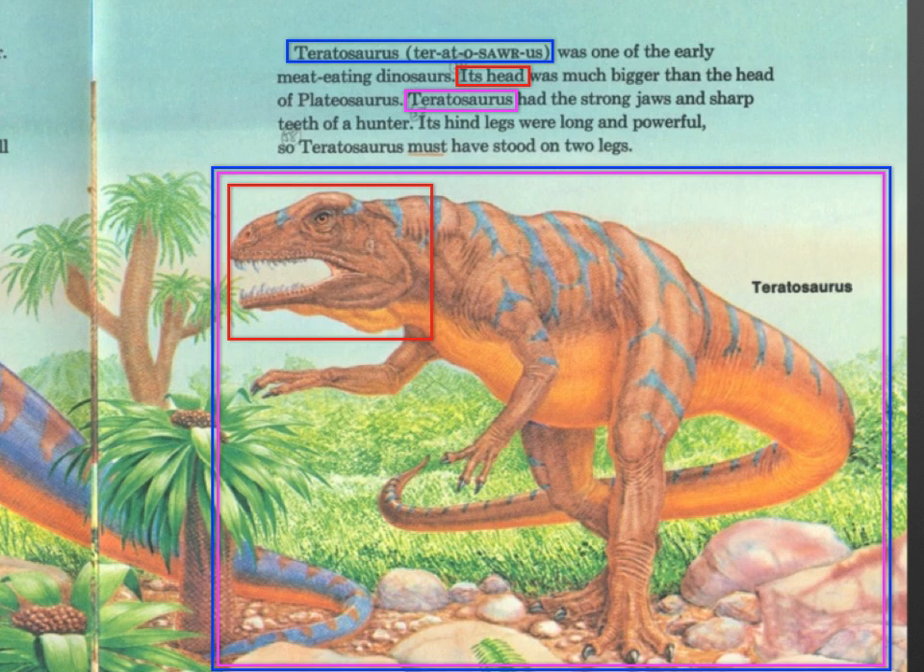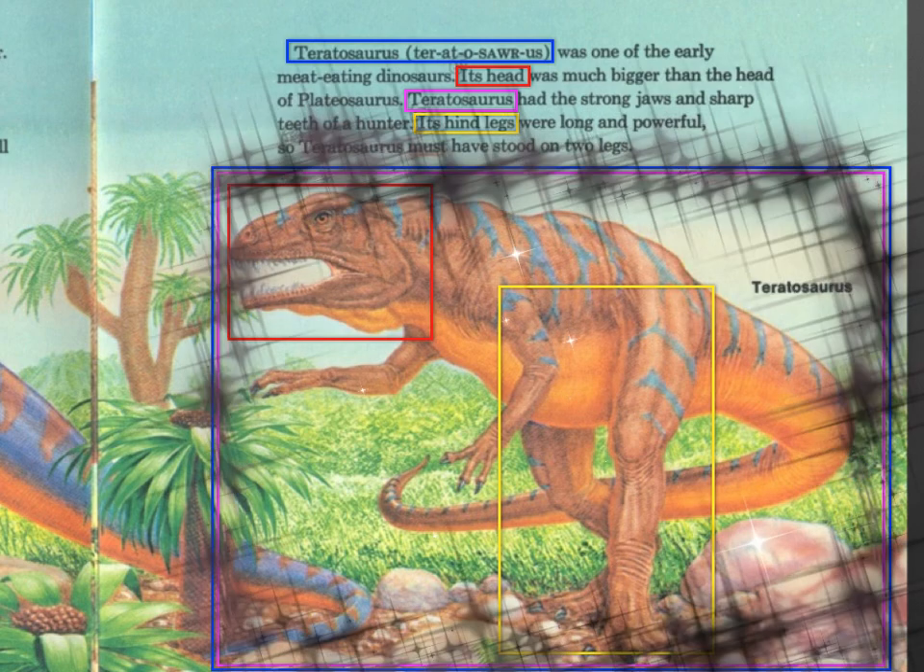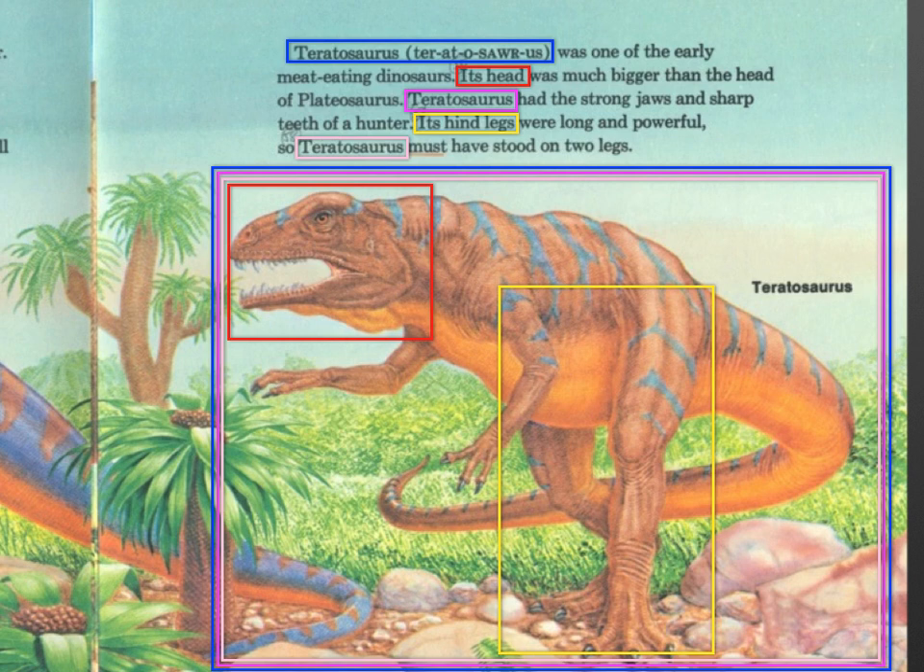Teratosaurus had strong jaws and sharp teeth of a hunter. Okay, so we're talking about the creature as a whole. And then it switches back to one particular body part. Its hind legs were long and powerful. Okay? So if you maintain this scanning or reading of text and scanning of image, you can track it through the theme selections. And then finally, again, about the whole creature. So Teratosaurus must have stood on two legs. Again, the theme signals that we now take in, we scan the whole image of the creature.